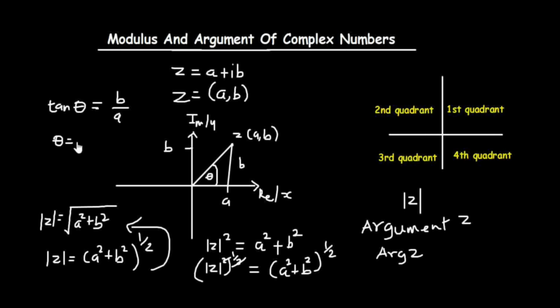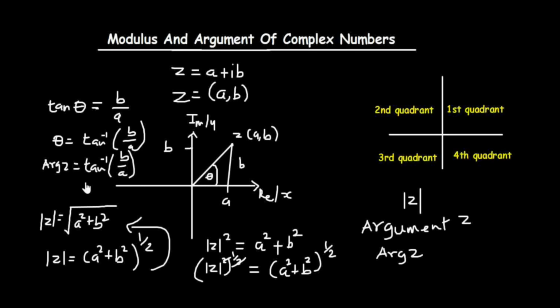theta will be equal to the tan inverse of B over A. So the angle theta will be the argument of Z. Therefore, the argument of Z equals the tan inverse of B over A. That is the argument of the complex number Z. It's very, very simple.